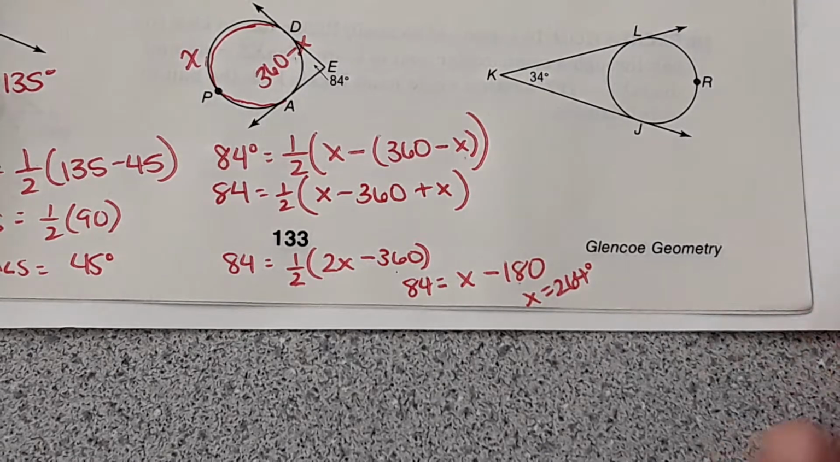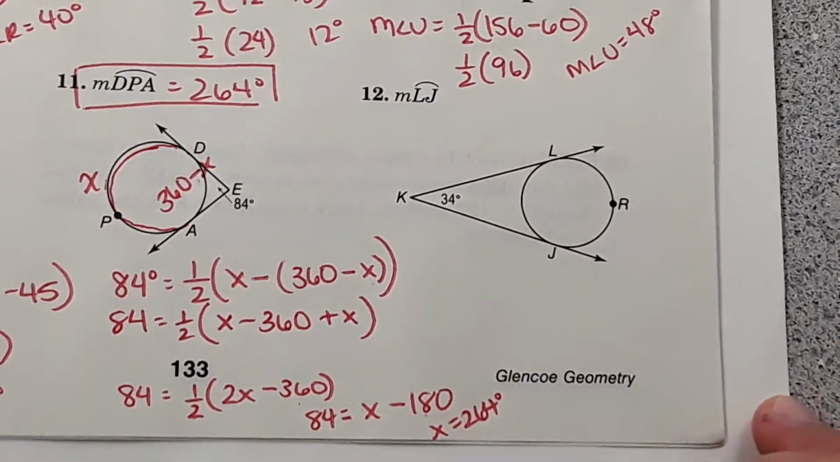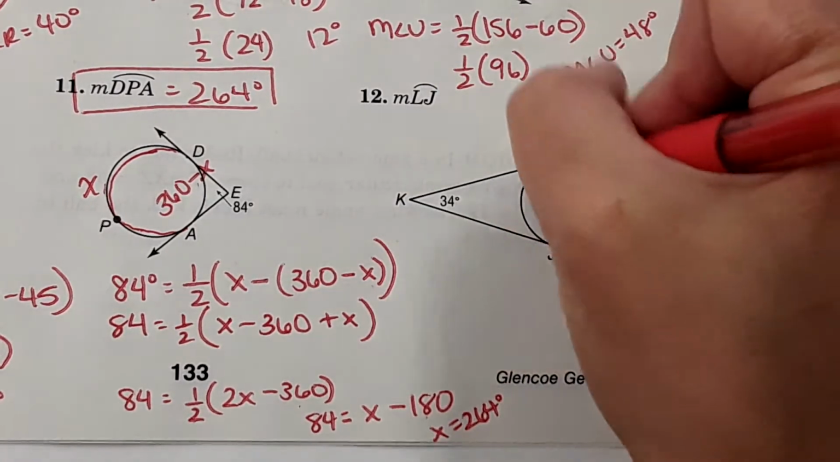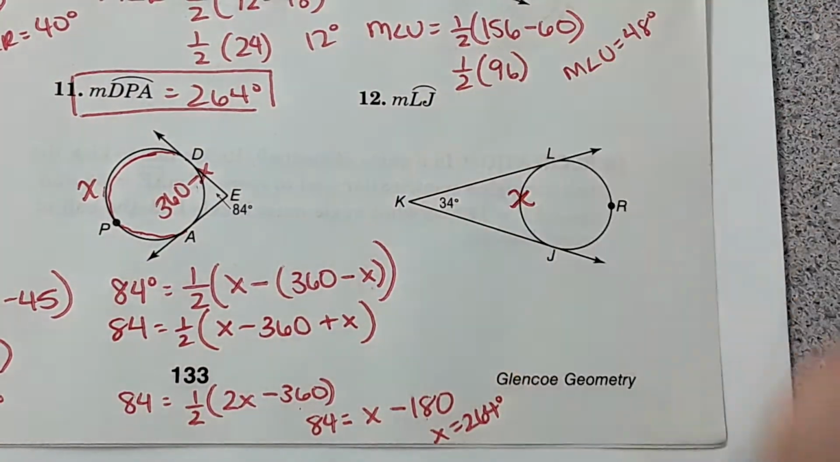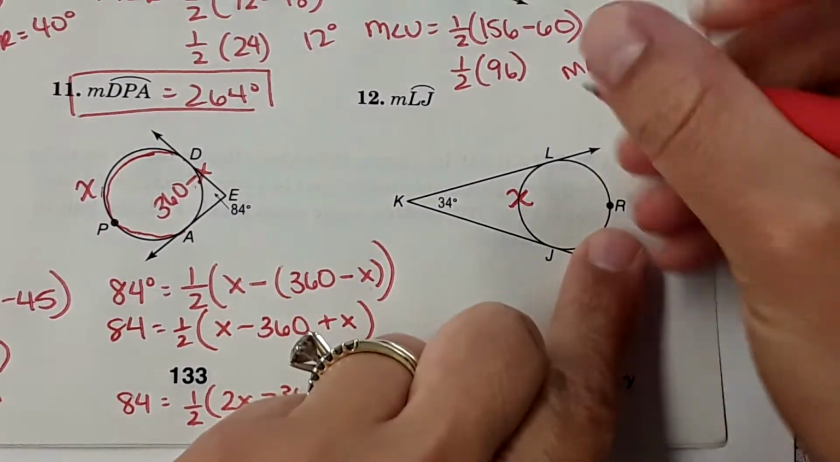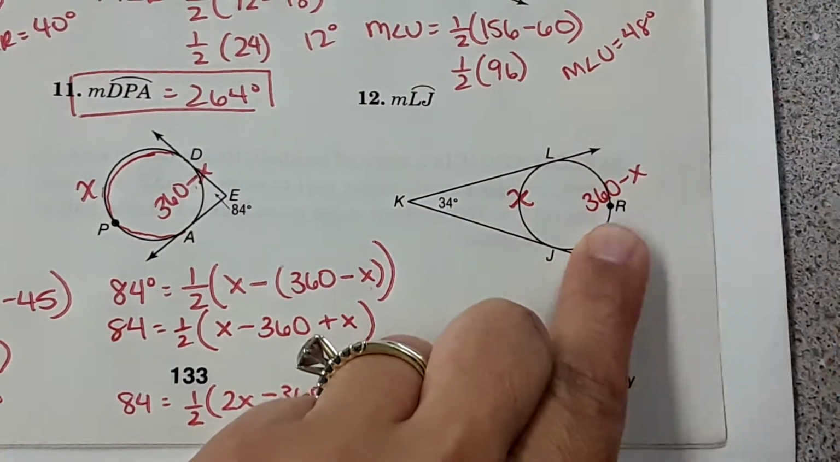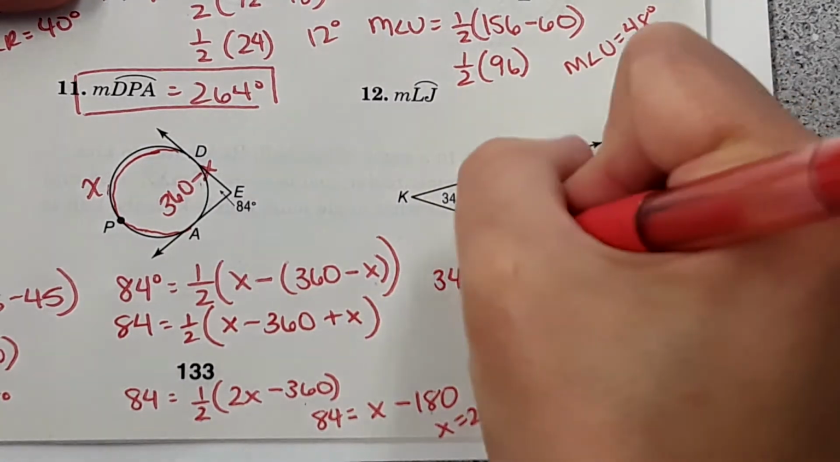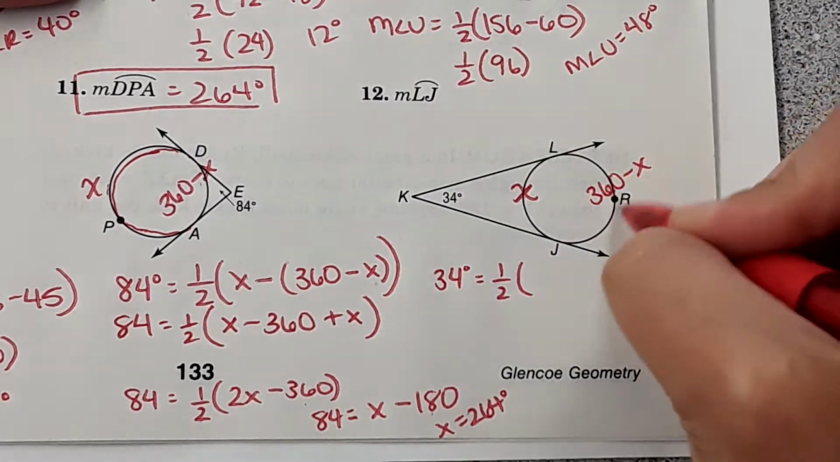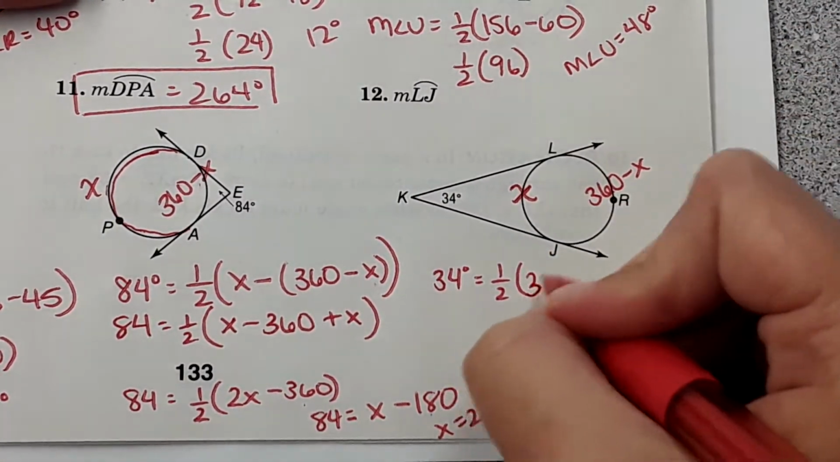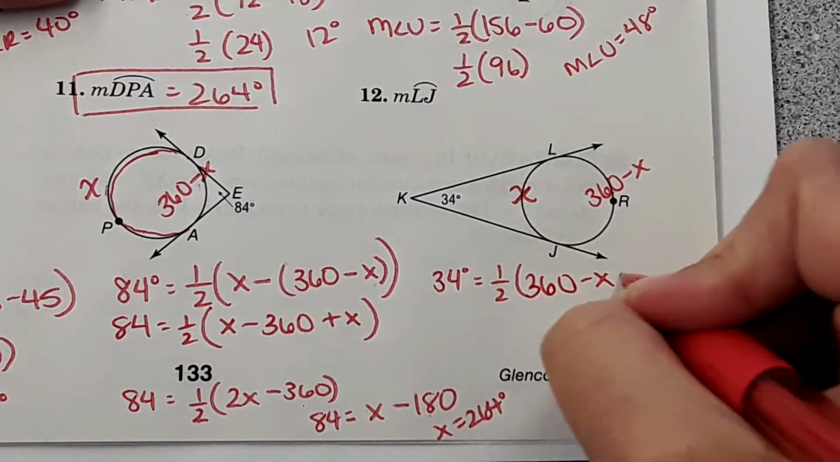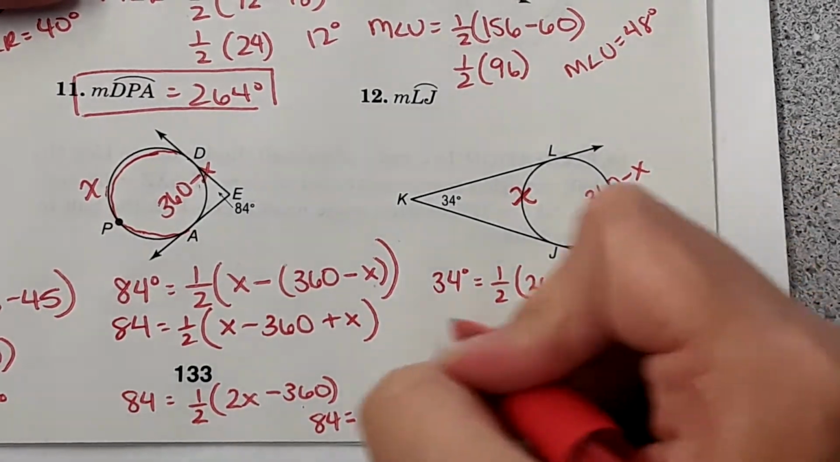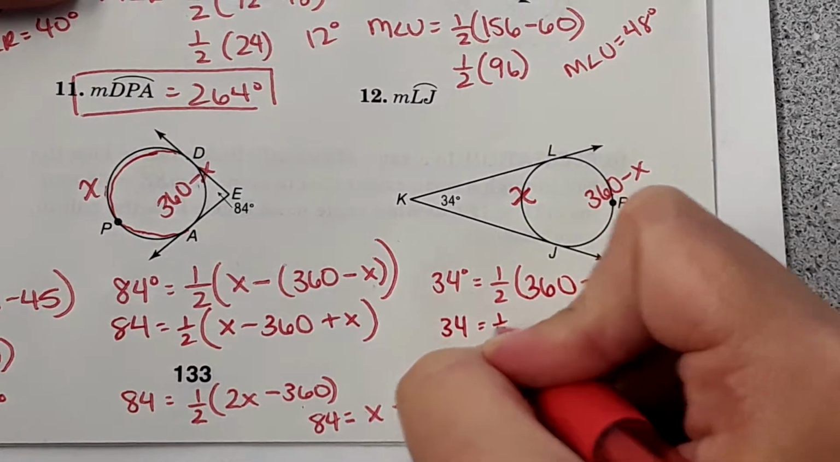Number 12, same idea. This time it wants to know the measure of arc LJ, so this will be our x now. And then this will be 360 minus x. So setting it up, 34 degrees equals 1/2. And it's this arc minus this one. So we're going to do 360 minus x minus x. This one's actually a little bit easier to solve.